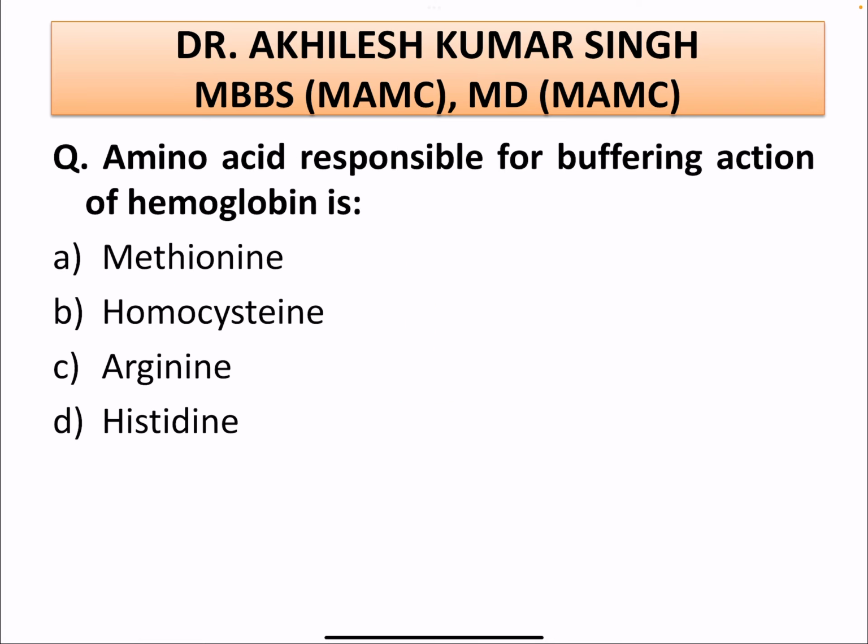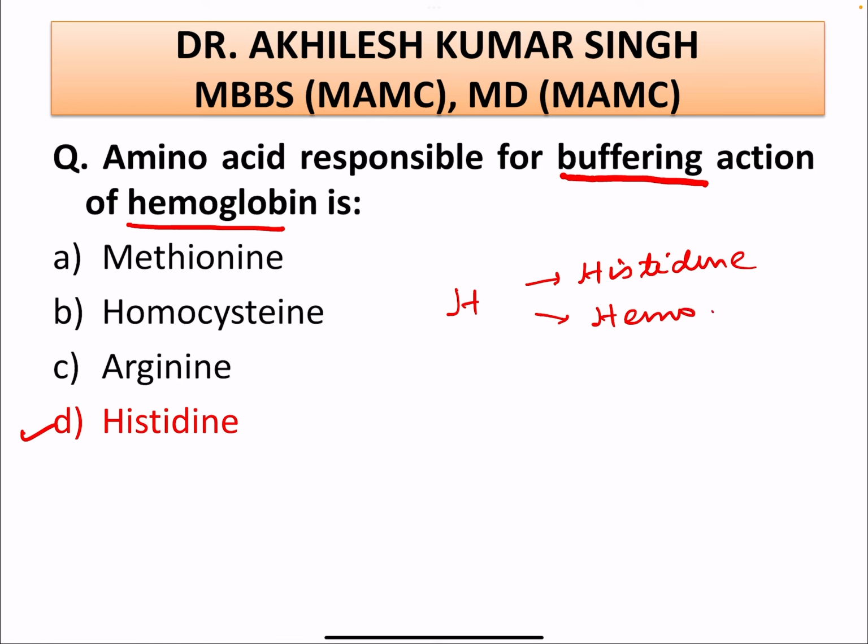Now let us look at another question. The amino acid responsible for the buffering action of hemoglobin. Direct question here. Remember this, hemoglobin has one amino acid called histidine. This histidine in the hemoglobin is responsible for the buffering action of the hemoglobin. So remember, H for histidine and H for hemoglobin. The buffering action of hemoglobin is due to the amino acid histidine. This is a direct question, you have to remember this.